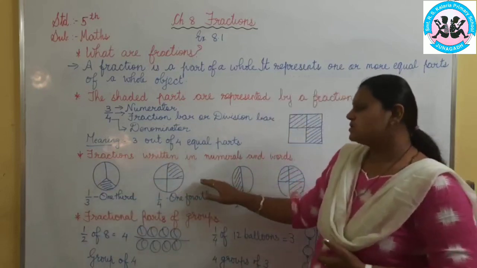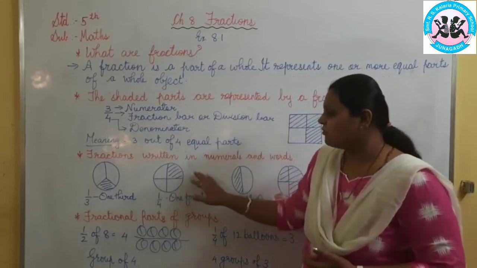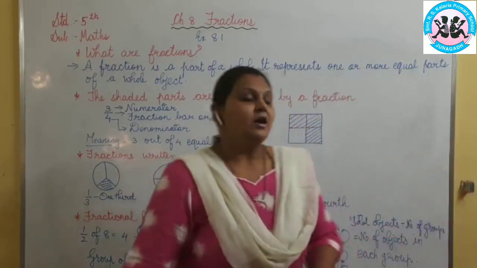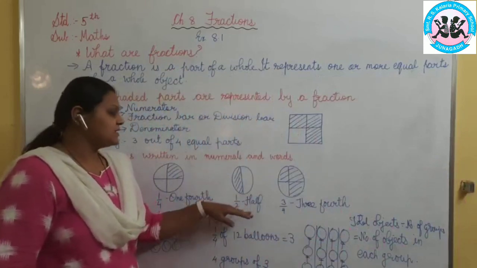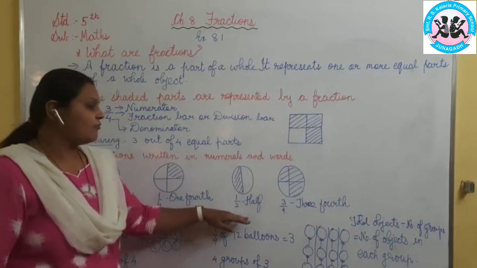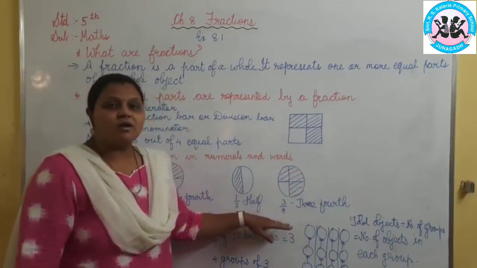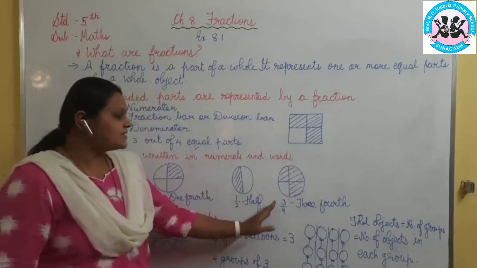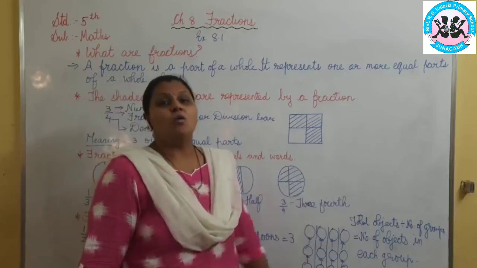Same. Now suppose a circle has 4 equal parts. Then we will mention 1 upon 4, 1/4. Then if circle is divided into 2 equal parts and 1 part is colored, then it is called half. If the circle is divided into 4 equal parts and out of 4, 3 parts are colored, we will write as 3/4 and 3/4 in words.